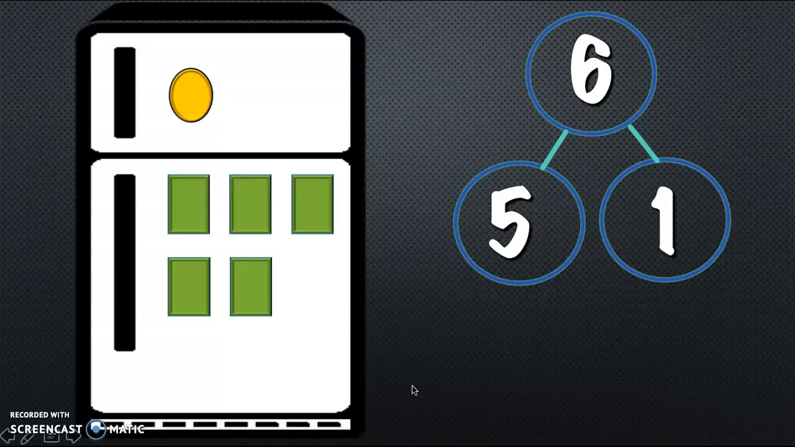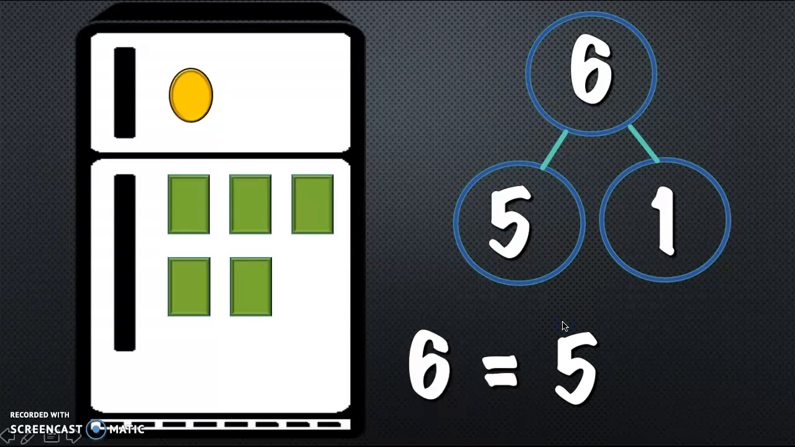Now the number sentence I came up with was 6 is equal to, because sometimes I like to start with the whole amount, and say 6 is equal to 5 plus 1. Now friend, maybe you didn't start with the whole amount, so maybe yours is a little bit different. Maybe you did 5 plus 1 equals 6. Or maybe you went in the other direction and said 1 plus 5 equals 6. There's lots of different ways that we can write a number sentence to show this, but this is just the one I chose. How'd you do, friend?